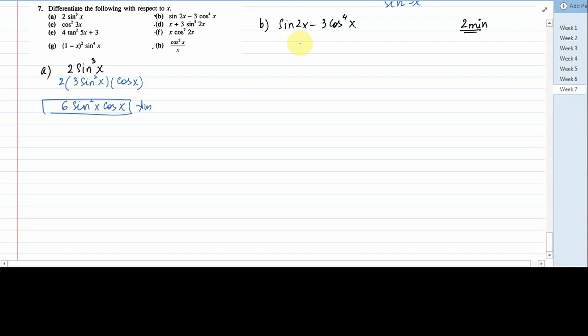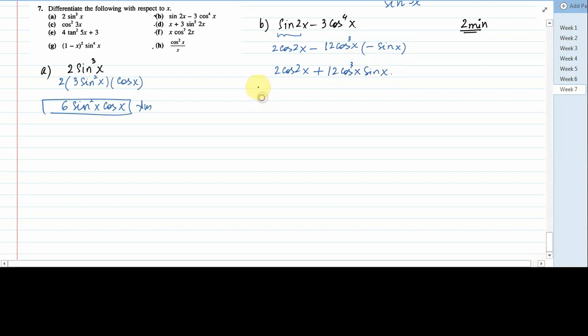Alright, so the differentiation of sin 2x will be 2 cos 2x, right? And the differentiation of cos⁴x: at first we need to differentiate the power. So 4 threes are 12 cos, and when you subtract 1 from the power it will be cos³x, and then the derivative of cos is minus sin x. The final answer will be 2 cos 2x plus 12 cos³x sin x. That is your final answer.